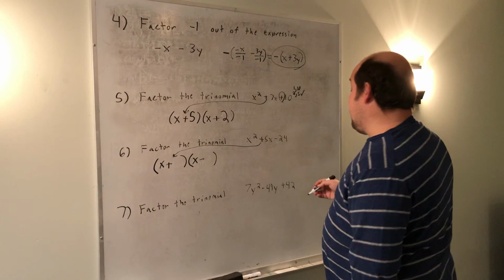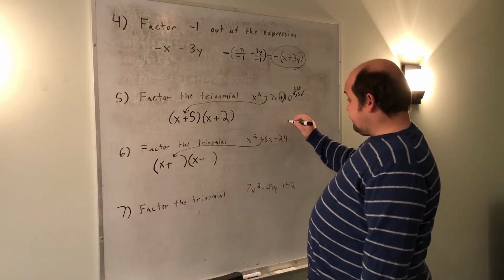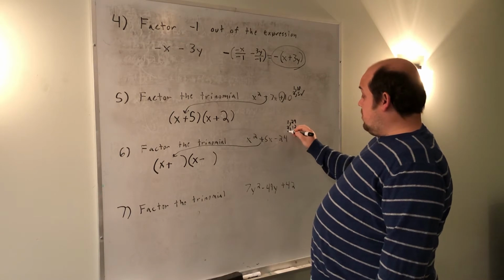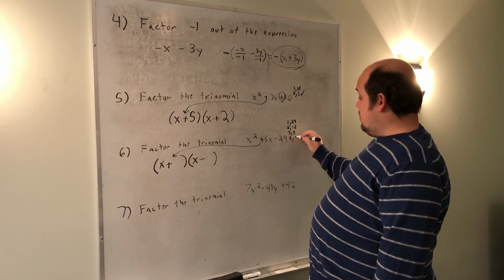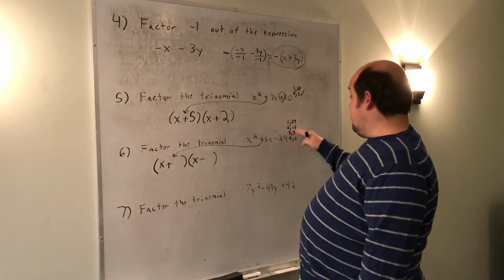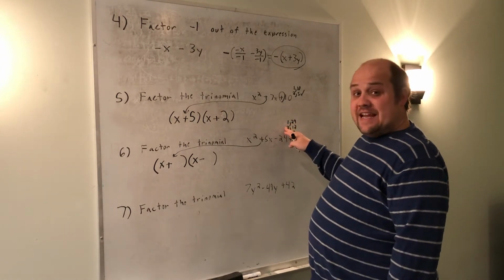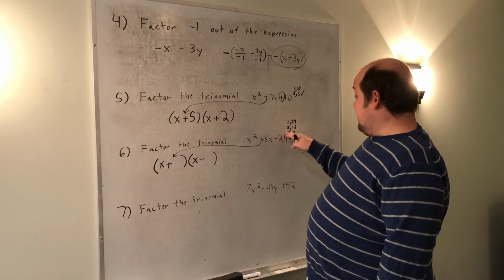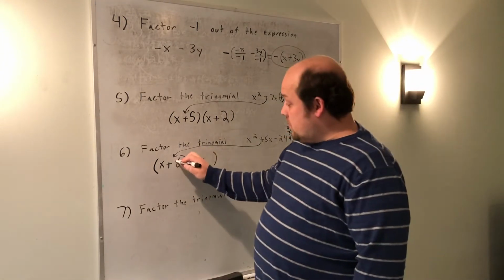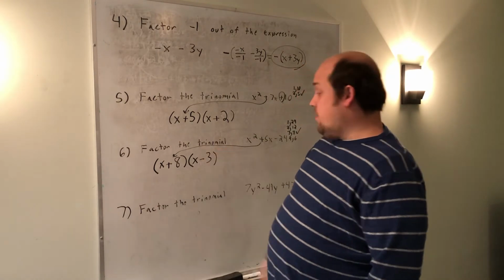If I want to multiply to 24 and subtract to 5, I look at the different ways to multiply to 24. 24 minus 1 gives me 23. Doesn't work. 12 minus 2 gives me 10. 8 minus 3 gives me 5. That's what I was looking for. Bigger one here, smaller one here.